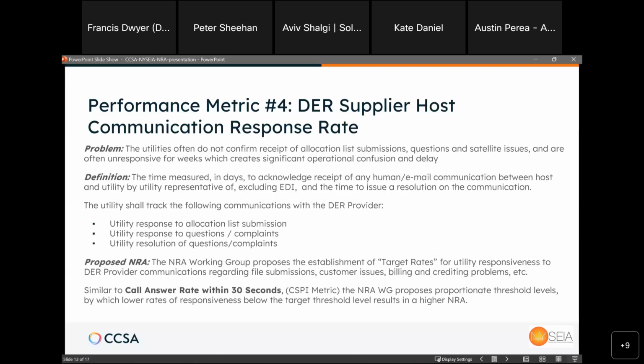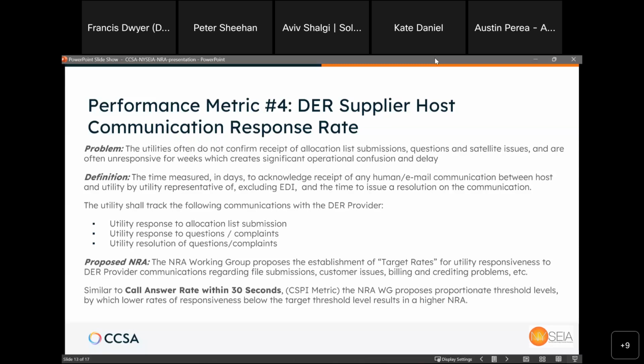Performance metric number 4 kind of segues to a slightly different type of issues we've been seeing on the industry side in the last few months, and that talks about the communication response rates. Specifically, this metric is focusing on the communication with the hosts or with their DER counterparts that are representing them. The main problem here is that with many of the utilities, there is no confirmation of receipt of allocation submissions. It takes a very long time to get responses on questions, and especially on satellite issues.